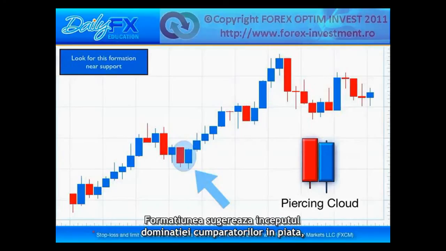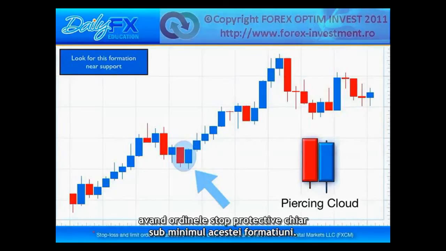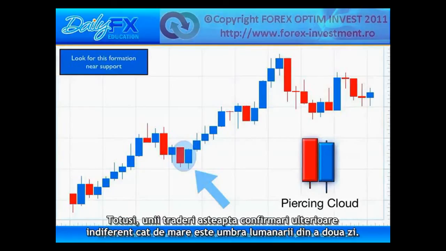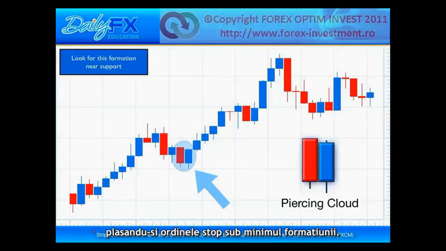The formation suggests that buyers have begun to take charge of the market, and sellers have been shaken out by the sudden loss of bearish momentum. Uptrends are common after this formation as more buyers confidently enter the market with a clear protective stop level just below the lows of the formation. However, some traders wait for further confirmation regardless of how far the piercing line penetrates the second day. They would look for another up day and buy on the open of the 4th candle. Protective stops would then be placed below the lows of the formation.